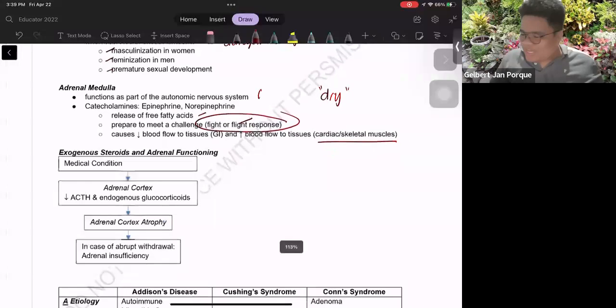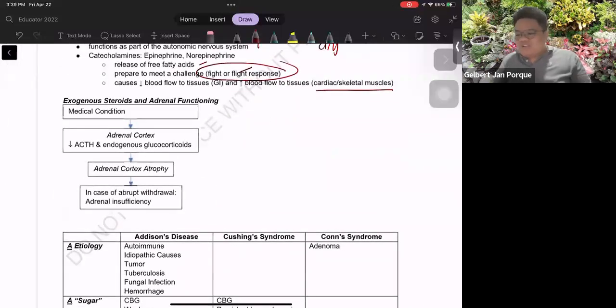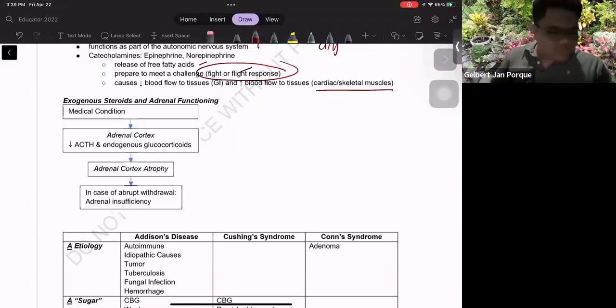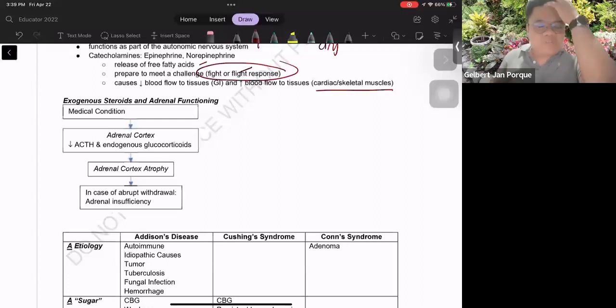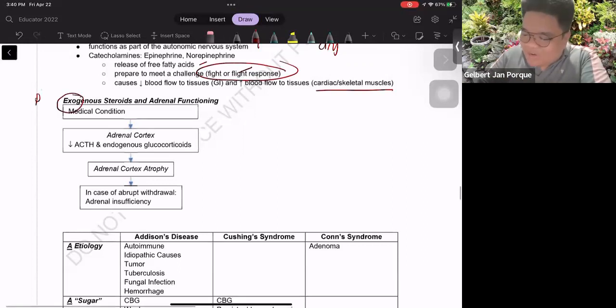Okay, where are we? Now, let's talk about exogenous steroids and adrenal functioning. Exogenous, meaning, class, outside of the body. Okay? Now, class, this diagram, I would want to elaborate on what the possible effects of exogenous steroids are. Okay, exogenous means outside, right? So these are your pharmacologic agents.